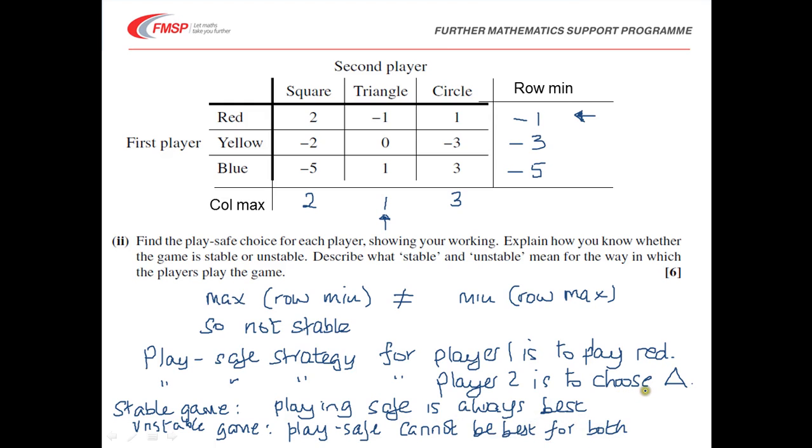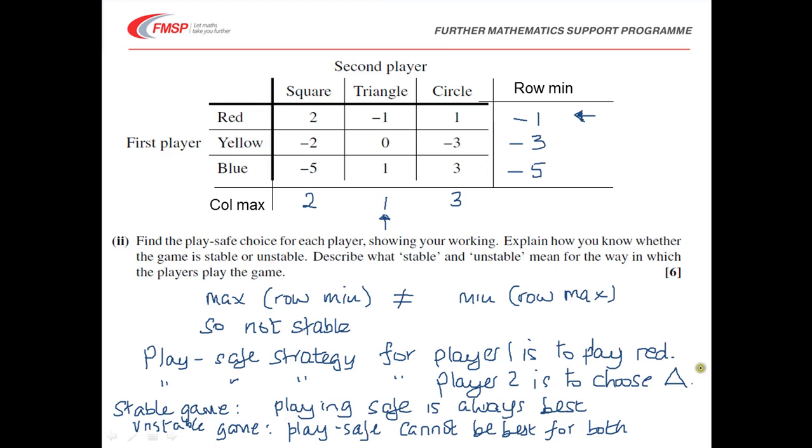So we have 6 marks for that question. So we get 1 mark for getting our row minimums, our column maximums, and indicating the max and min. So 1 mark for each of these. So 1 mark for your max of your row min, 1 mark for your min of your column max. And that went together with this bit here, which was about the play safe strategy.